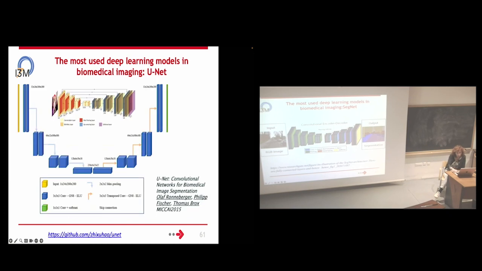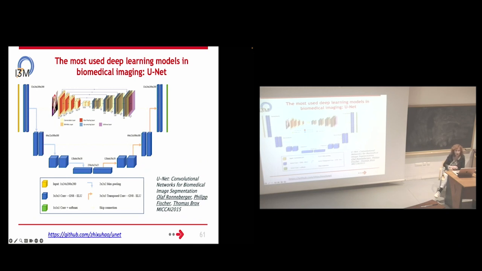Another used deep learning model in biomedical imaging is UNet. UNet is a fully convolutional neural network model, initially developed by Ronneberger, Philipp Fischer and Thomas Brox, for a competition at MICCAI 2015. MICCAI is the most famous conference for medical signal and image processing.